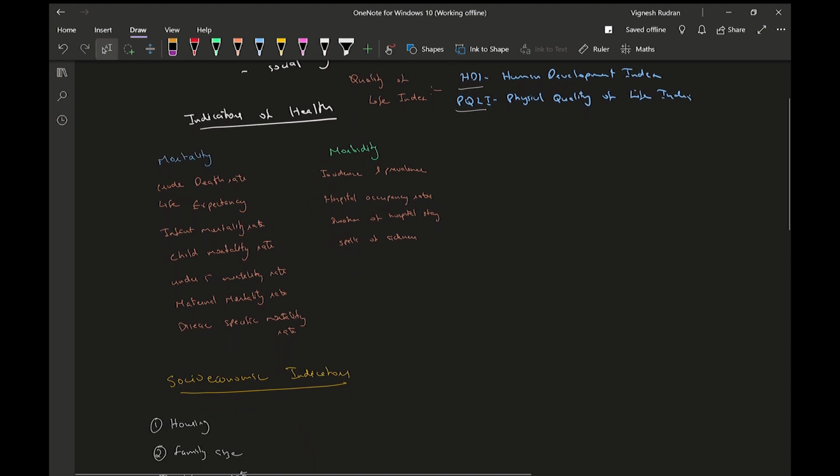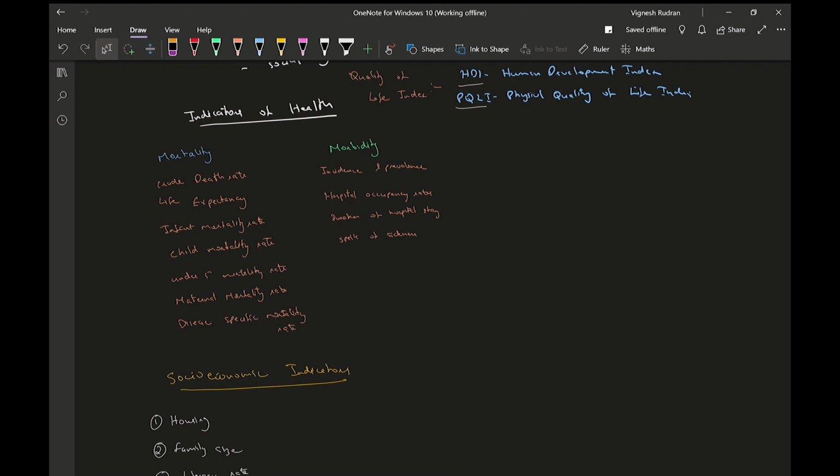So the indicators of health can be divided into mortality indicators and morbidity. Mortality is any case where a death occurs. Morbidity is where any insult occurs but no death occurs. So the different mortality indicators are your crude death rate. Crude death rate is the number of people dying divided by the number of population under survey, into 1000.